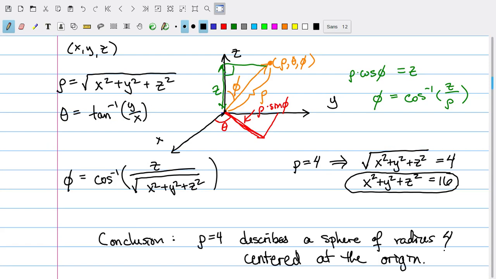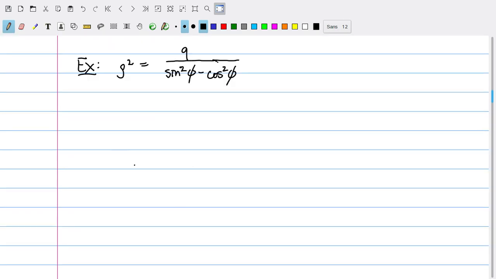This is really nice because it's sort of analogous to the result that we found for cylindrical coordinates. In cylindrical coordinates, when I set r equal to a constant, I got a cylinder. In spherical coordinates, when I set rho equal to a constant, I get a sphere. Let's think about another example.